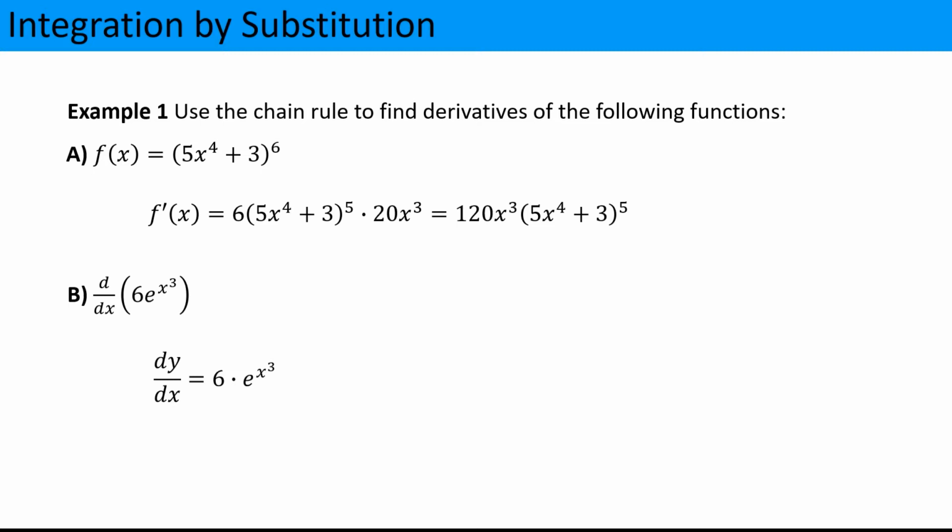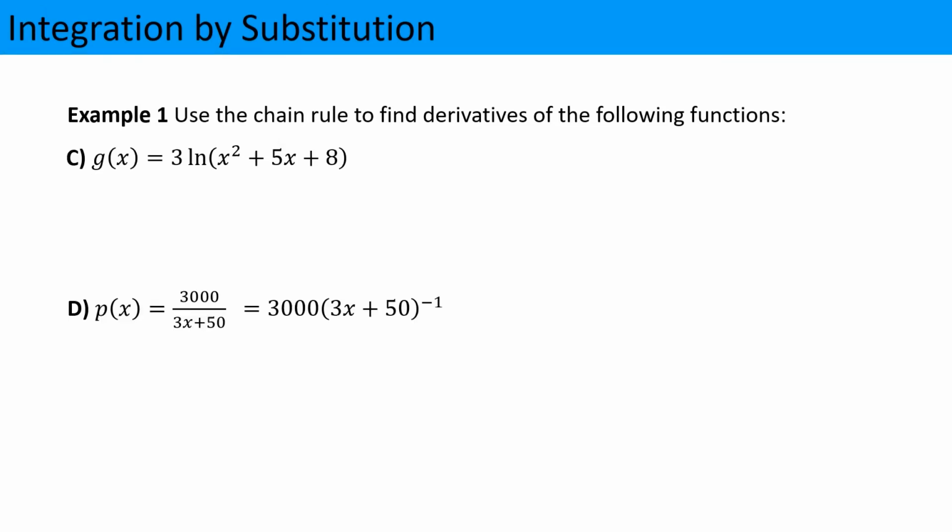The constant comes along for the ride. The function e to the x cubed stays put. The inside function is x cubed, so when you take the derivative of it, that becomes 3x squared. Now multiply the 6 together with the 3x squared, and that product will give you 18x squared. So dy dx is equal to 18x squared times e to the power of x cubed.